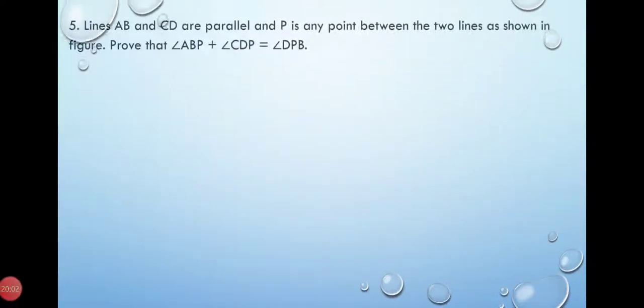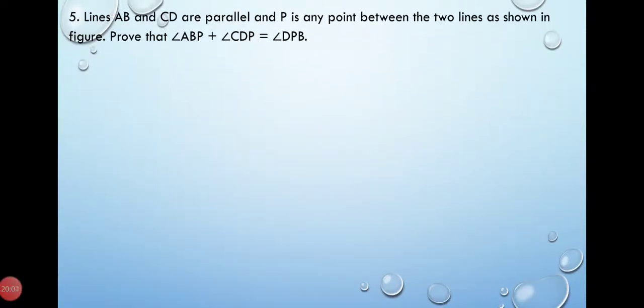Last example. Example 5. Lines AB and CD are parallel and P is any point between the two lines as shown in the figure. Prove that angle ABP plus angle CDP equal to angle DPB.